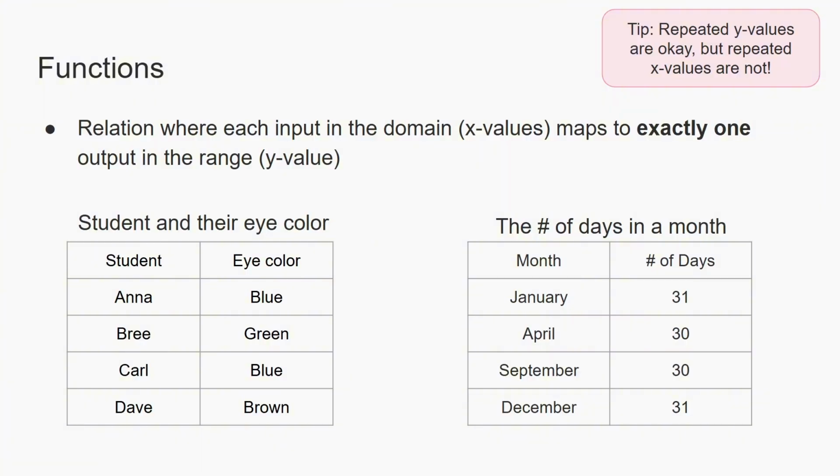Now, let's discuss functions. A function is a special kind of relation where each input in the domain, the x-values, maps to exactly one output in the range, the y-value. What's important to know about functions is that repeated y-values are okay, but repeated x-values are not. And the reasoning for that is because if you have a repeated x-value, it means that you have the exact same input, but you have multiple outputs.